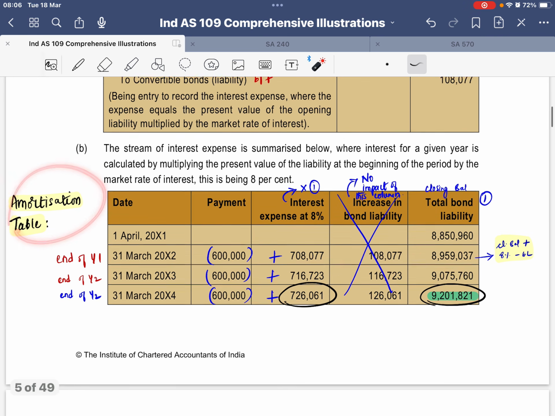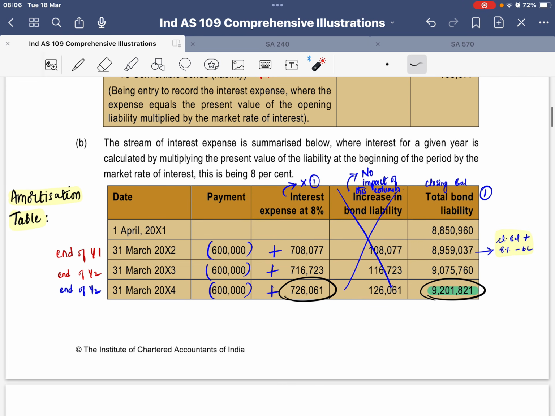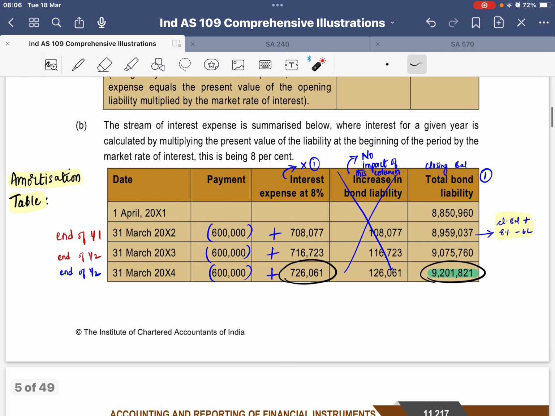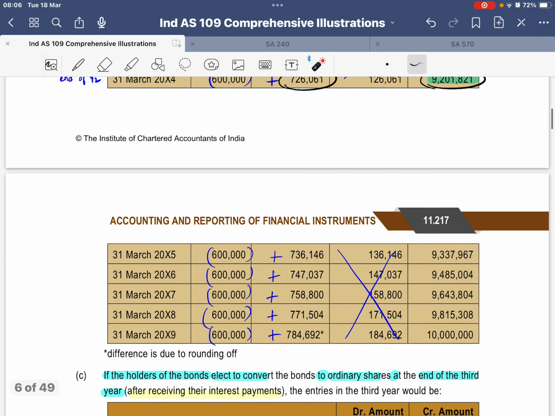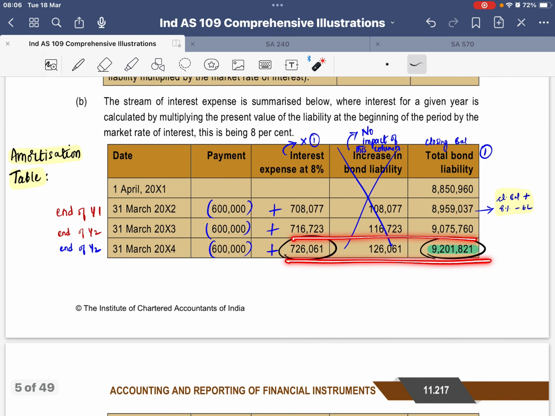Now coming to the amortization table. It is the closing balance. In the amortization table, the present value of principal and interest plus interest at 8% minus payment gives the closing balance. The same is repeated for all the years, and these are converted into equity shares at end of year 3.